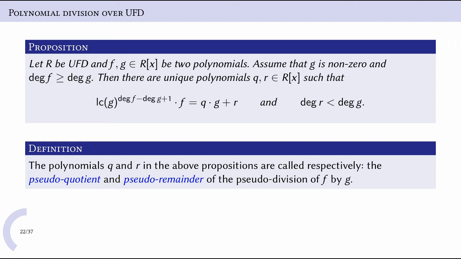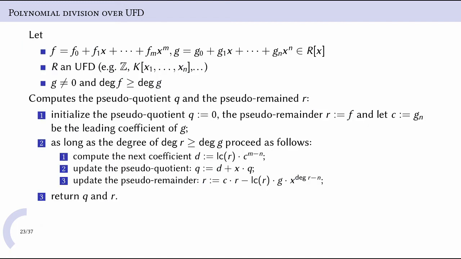And the proof of this is almost the same as the proof of the existence of a quotient and remainder over a field. So the proof that I did a few minutes ago with just a minor modification works here as well. So I will not spend time on reproving it. You can try to do it yourself. And the algorithm for computing this pseudo quotient and pseudo remainder is also almost the same as the algorithm before, because it really doesn't differ so much. Only thing, we pre-multiplied it.